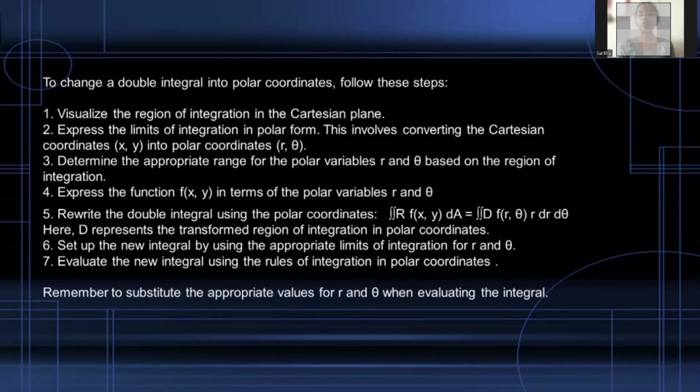The double integral over R of f of x, y dA is equal to the double integral over D of f of r, theta times r dr d theta. Here, D represents the transformed region of integration in polar coordinates. The next step is to set up the new integral by using the appropriate limits of integration for r and theta, and evaluate the new integral using the rules of integration in polar coordinates. And remember to substitute the appropriate values for r and theta when evaluating the integral.